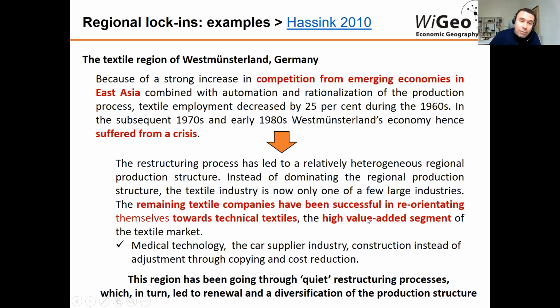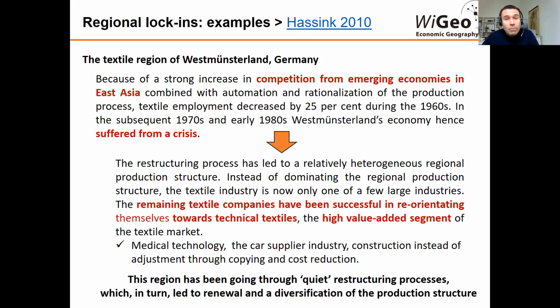Now the textile industry in Germany. So you first set the background. They faced competition from East Asia in terms of textile production, and then employment decreased dramatically in the 60s and continued decreasing towards the 70s and 80s. So they started suffering from a crisis. However, they embraced a restructuring process with a combination of different forces, public and private, and they were able to remain within the sector.